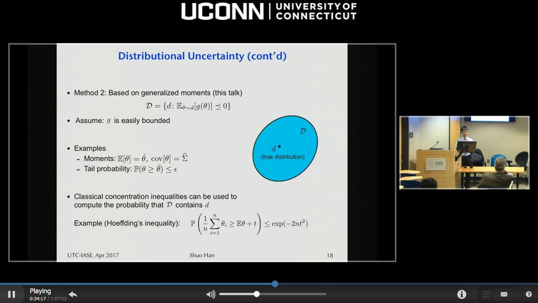And again, like before, if you use results from classical probability theory, then you can choose these generalized moment functions in order to contain the true distribution with high probability. Okay.